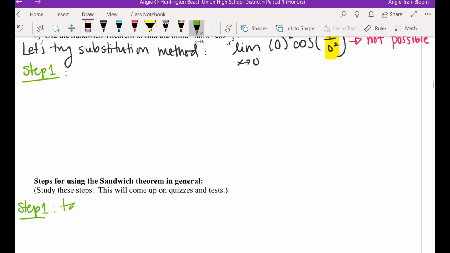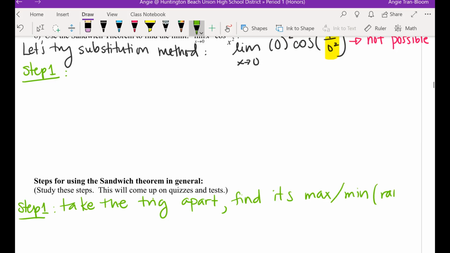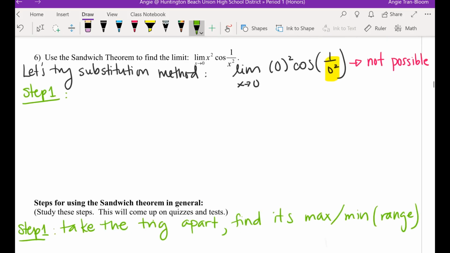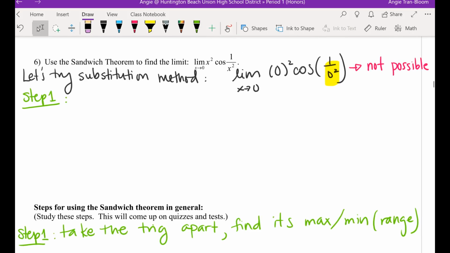Take the trig apart. Find its max and min. That means this is the range. Okay? All right. So, our step 1, the trig is the cosine.